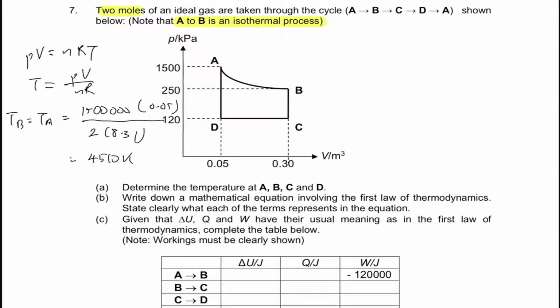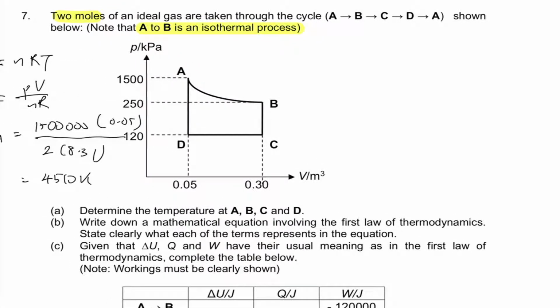Then we can do for C and D now. Let's just go to this side here. So TC equals P of C, which is 120,000 times 0.30 over 2 times 8.31. And that will give me 2170 Kelvin.